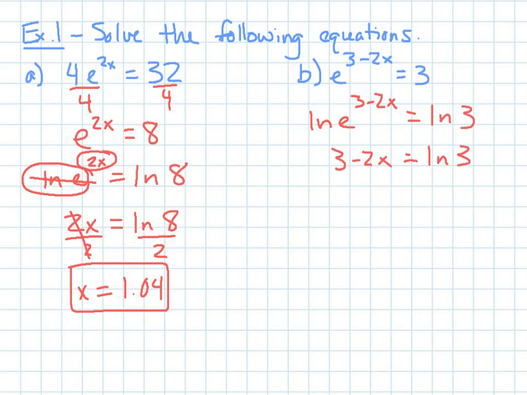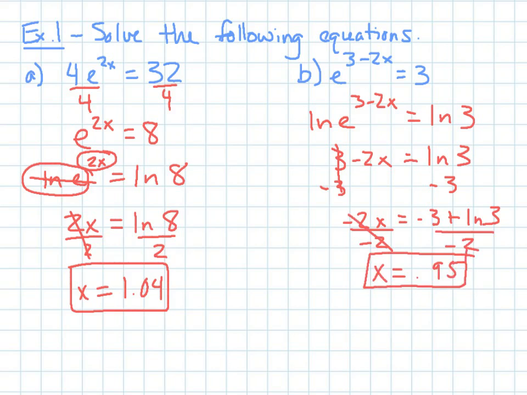And so now I just want to solve for x. So subtract 3 from both sides, and then divide everything by negative 2. So x should equal 0.95.